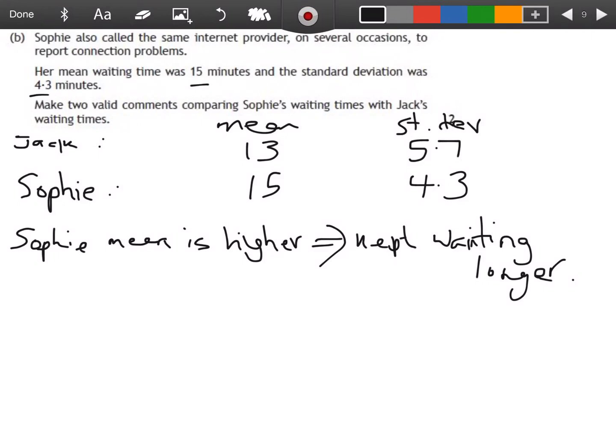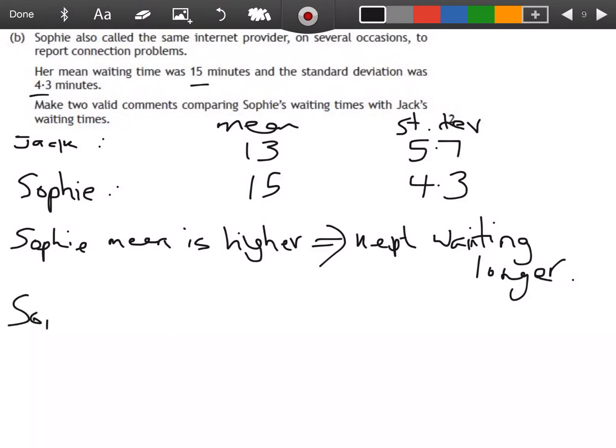Right, now we need to make a comment about the standard deviation. Remember, the standard deviation is a measure of how varied the numbers are, how widely spread out the numbers are, okay? The lower the standard deviation, the better. The lower the standard deviation, the less varied or less widely spread out the values are. Or you could say, the lower the standard deviation, the more consistent the numbers are.